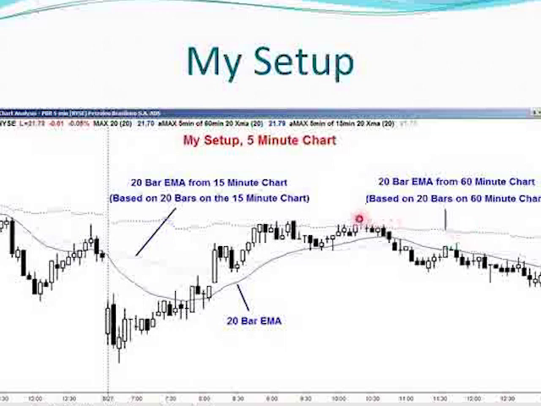So it's helpful. Here you can see the market is forming a double top at the 60-minute moving average. So if this was a 60-minute bar chart, this would be right at the 60-minute moving average.